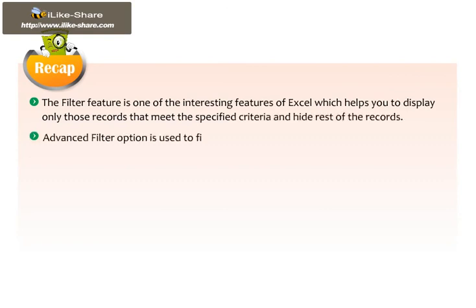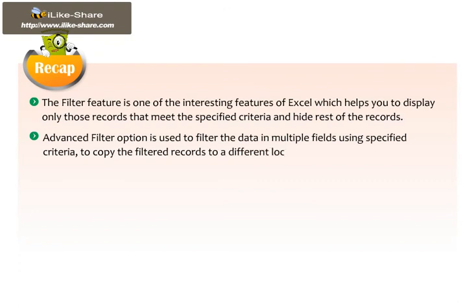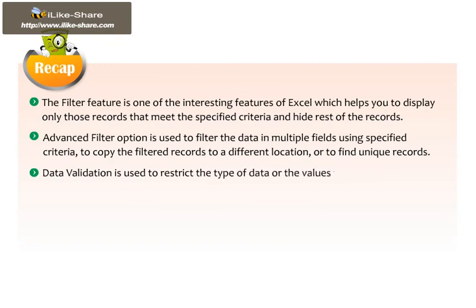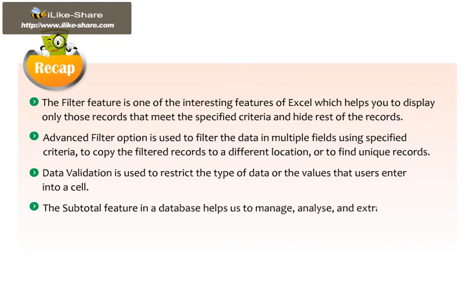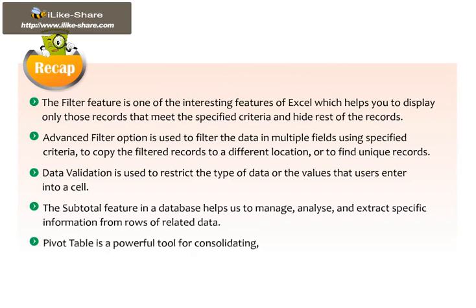Advanced filter option is used to filter the data in multiple fields using specified criteria to copy the filtered records to a different location or to find unique records. Data validation is used to restrict the type of data or the values that users enter into a cell. The subtotal feature in a database helps us to manage, analyze, and extract specific information from rows of related data. Pivot table is a powerful tool for consolidating, summarizing, and presenting the data.